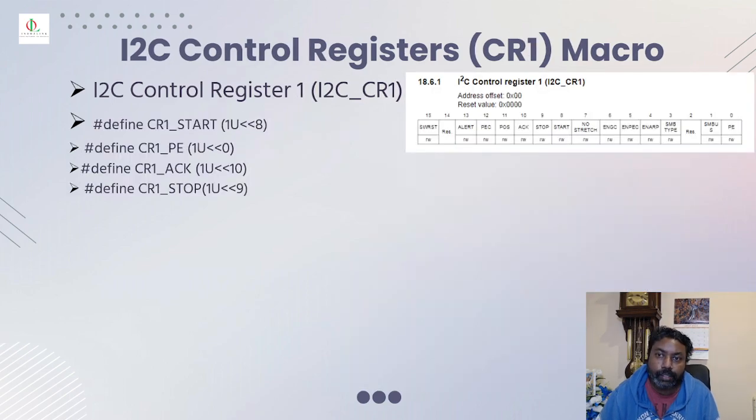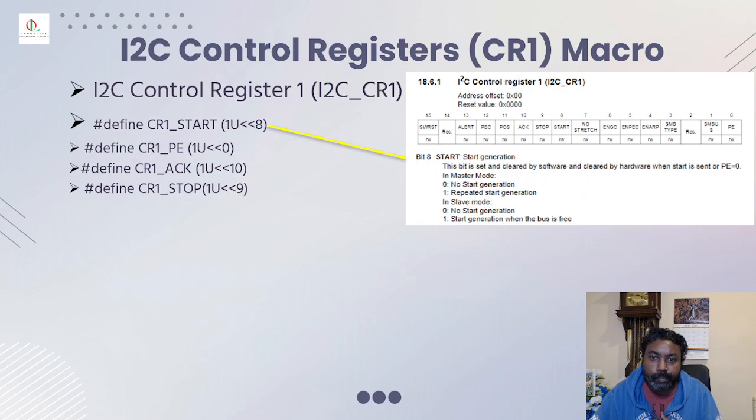And then the control register. These are all the different macros you will be looking at today. You need to define all the control register 1 macros. You need to give the start condition, and then the PE, the first bit of control register 1. This is the one you need to set, and then the CR1 acknowledge. You need to turn on the 10th bit, the acknowledge bit, and then the CR1 stop is the 9th bit. So you need to do bits 8, 9, 10 and 0.